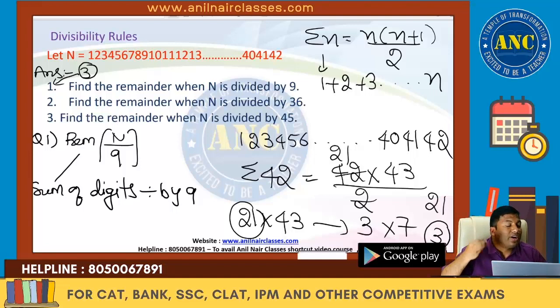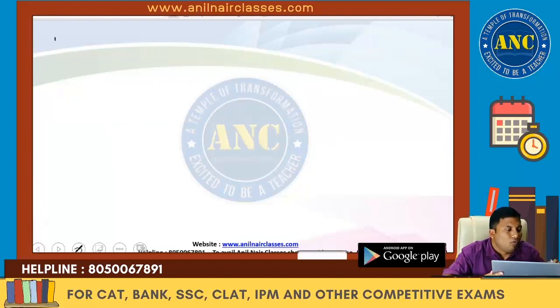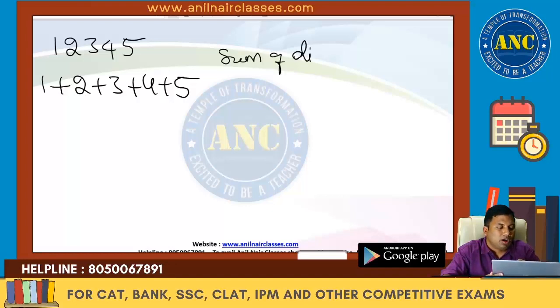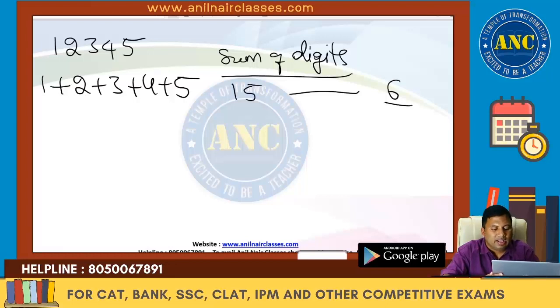Now a smart student might ask me this doubt. Anil sir, you said that when you divide a number by 9, the sum of the digits should be divisible by 9. But here you have taken the individual numbers. Now 1, 2, 3, 4, 5. If I take the sum of individual digits, 1 plus 2 plus 3 plus 4 plus 5, what is the sum? 5 plus 4, 9, 9 plus 3, 12, 14, 15. 15, digital sum is 6.